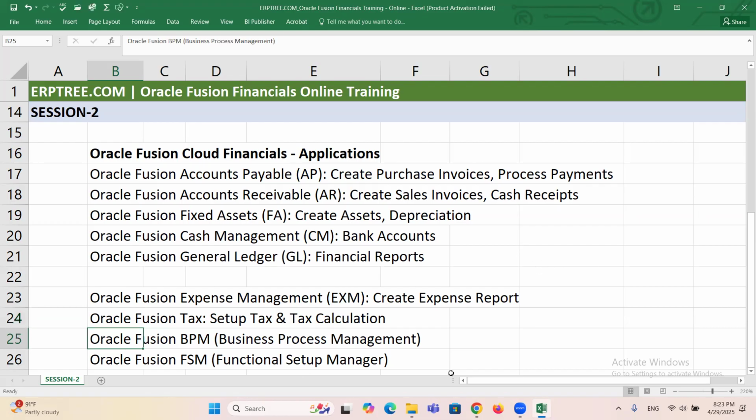And another application name is Oracle Fusion BPM, Business Process Management. So say you are creating a purchase invoice. When you create the purchase invoice, before you make the payment, someone should approve it, a manager should approve it, or a department head should approve the purchase invoice. So in those cases, we use BPM. By using BPM, we can set the approvals.